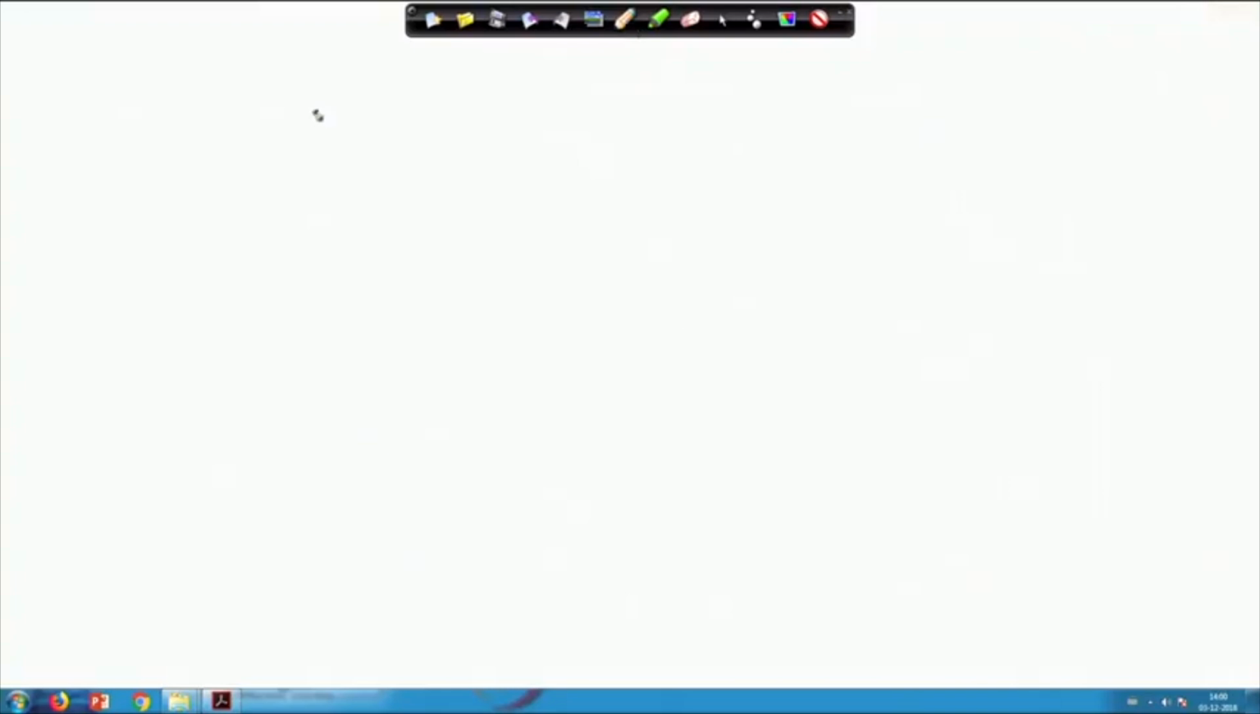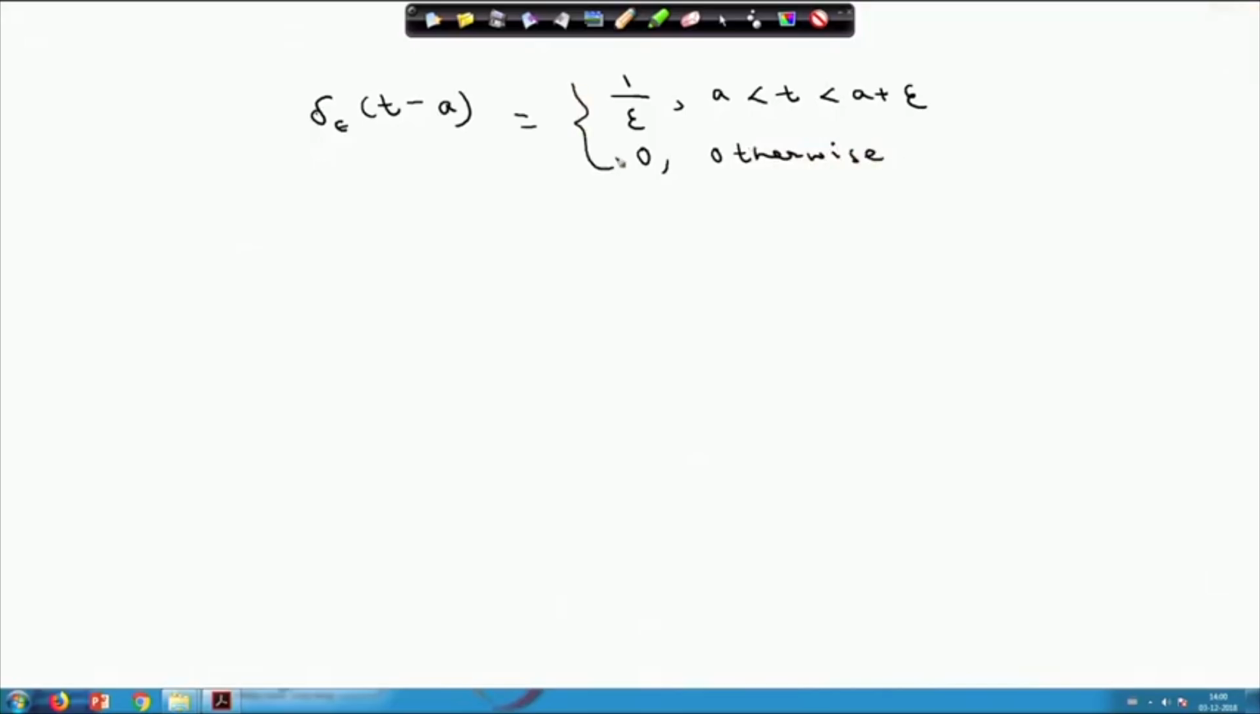You know this thing, the Dirac delta function is defined like this. This equals 1 by epsilon, where t lies between a to a plus epsilon. A very large force is effectively acting for a very small period. If you recall it, the value is 0 otherwise. So, the Dirac delta function is defined like this.